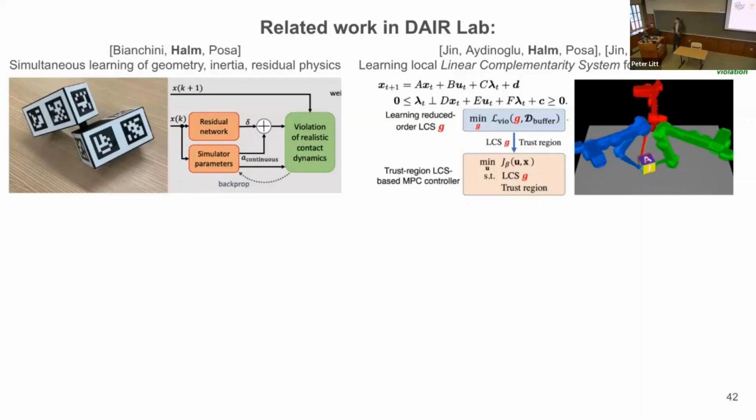Another thrust is examining how we can transition optimization with our violation-based loss into control and reinforcement learning frameworks. So work in the lab being led by Wingxin Jin focuses on how you can learn a simplified local version of these physical models called a linear complementarity system.